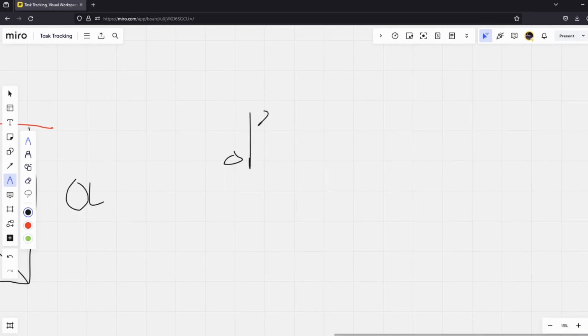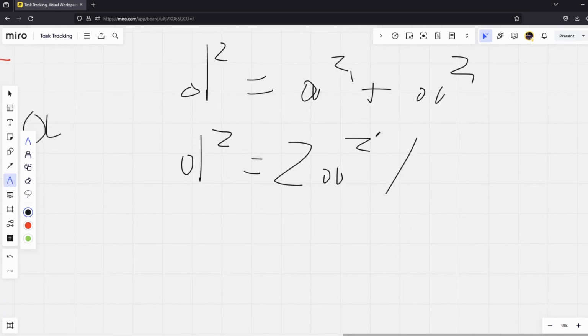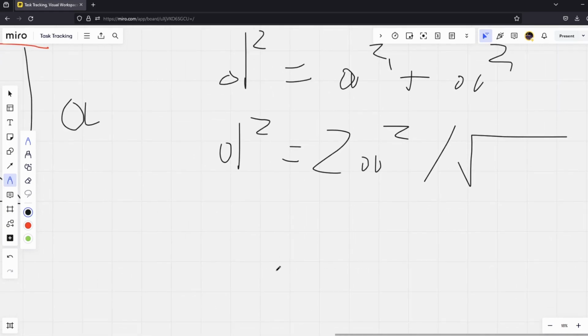So D squared is A squared plus A squared. So D squared is 2A squared. Now we are going to remove powers by using square root, because in mathematics you can perform opposite operations on both sides of equations and the result won't change. So it's the same.